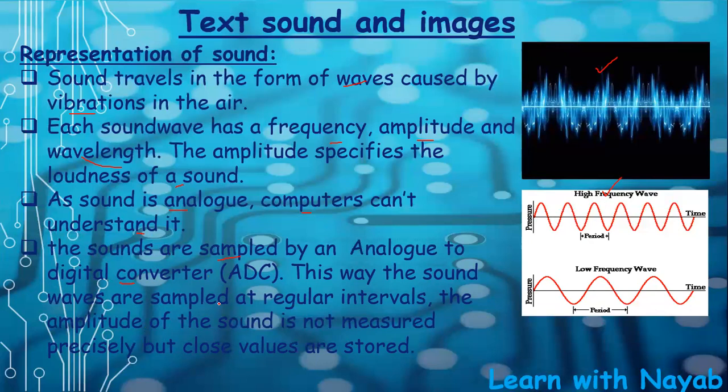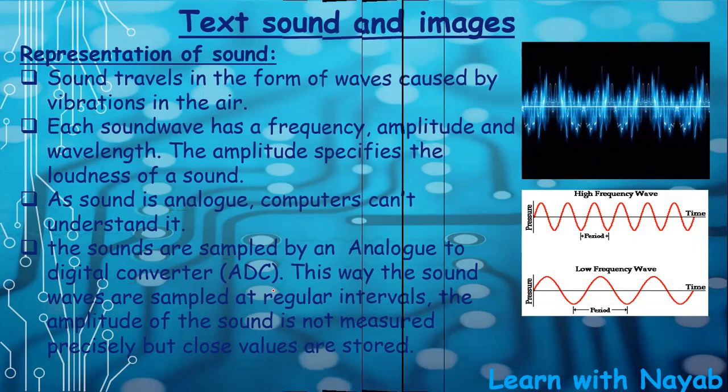This way the sound waves are sampled at regular intervals. The amplitude of the sound is not measured precisely, but close values are stored. So first of all, the ADC converts the sound into digital data. At regular time intervals, we measure the amplitude of the sound, like how loud the sound is, and then by measuring that, we store the data in binary in the computer.